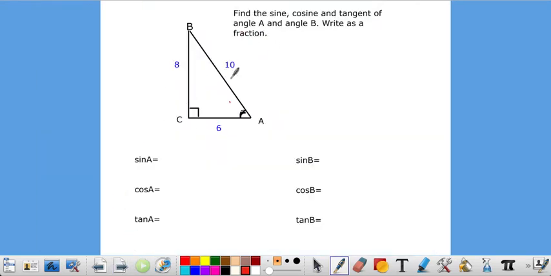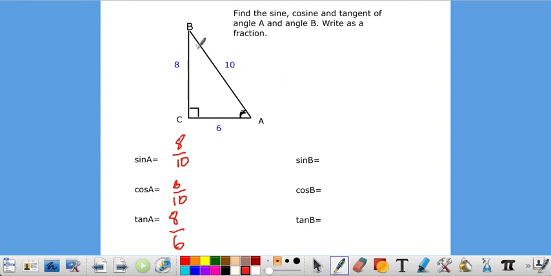So here we have another one. Let's find the sine of A, cosine A, tangent A, and the sine, cosine, and tangent of B. If you want to pause the video and give this a shot on your own, go right ahead. Sine of A is opposite over hypotenuse, 8 over 10. Cosine of A is adjacent over hypotenuse, which is 6 over 10. Tangent A is the opposite side from A over the adjacent side to A, which is 8 over 6.